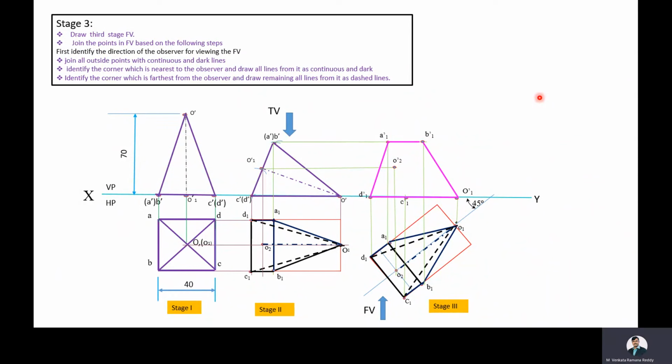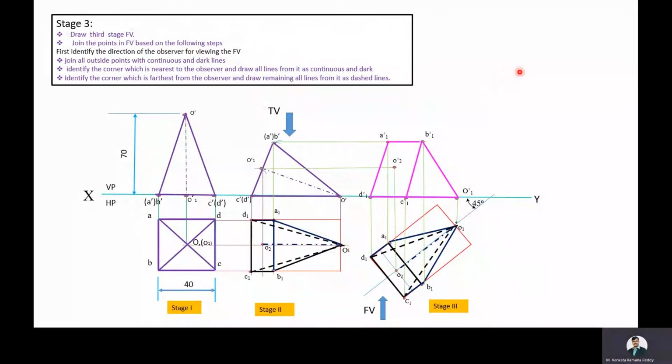Then identify the corner which is nearest to the observer. Here the C1 corner is nearest to the observer. So this corner containing lines to be drawn as continuous and dark. So join C1 and B1 points with continuous and dark line.